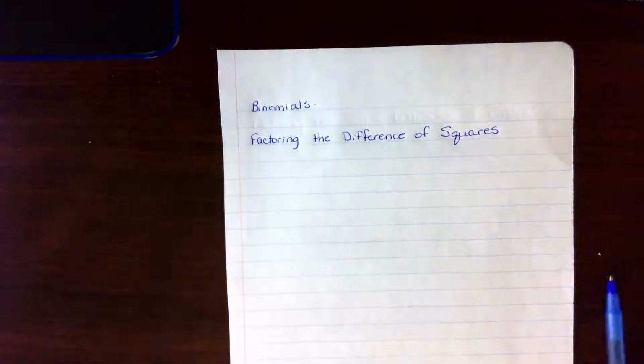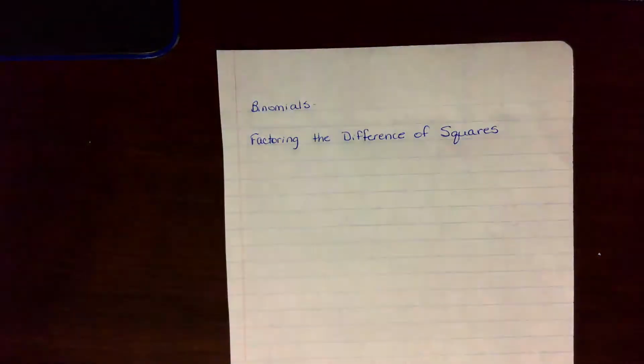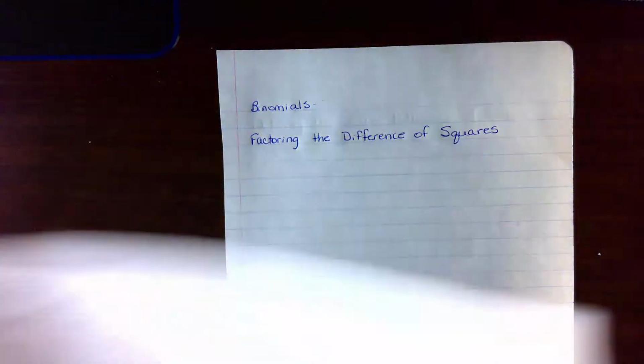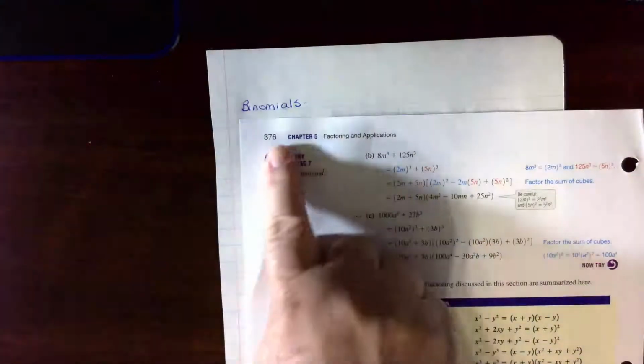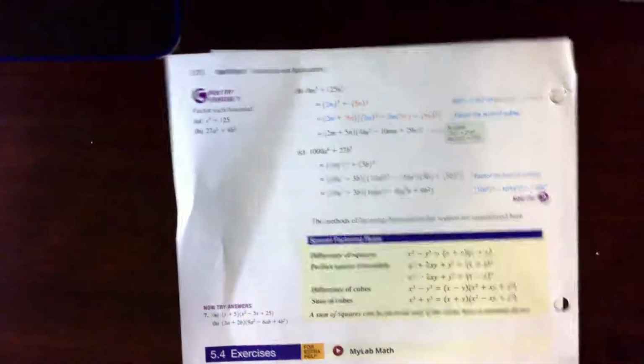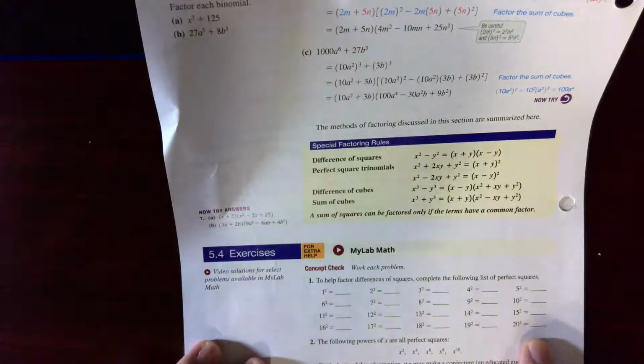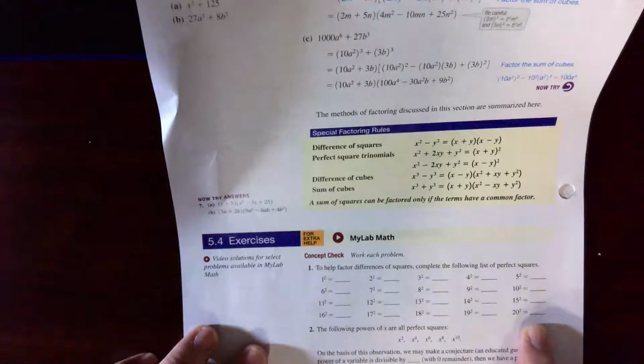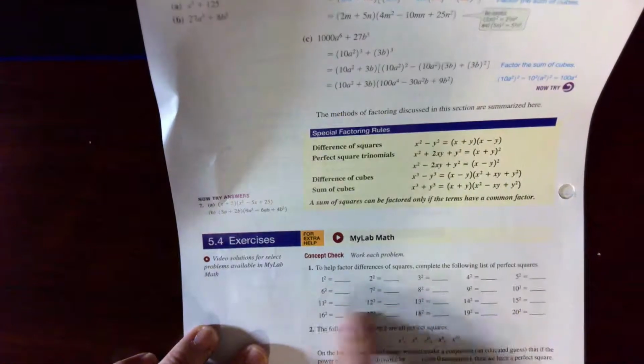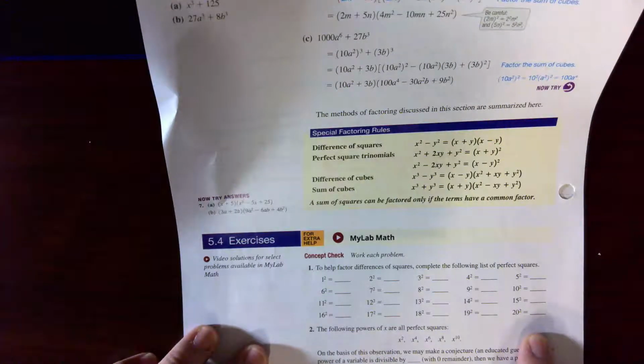One thing that may help you prepare for this part, in your book on page 376, problem number 1 suggests that you write out the squares of the numbers from 1 to 20. That would help you recognize which numbers are perfect squares.